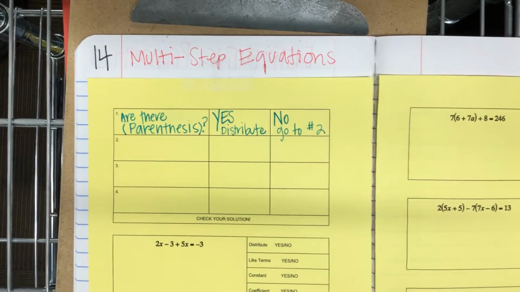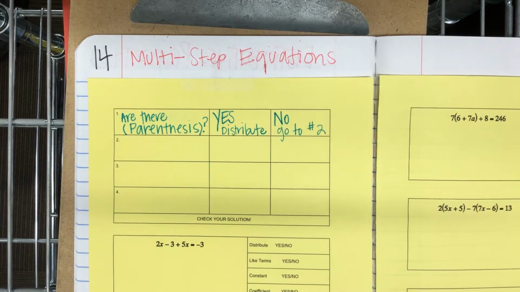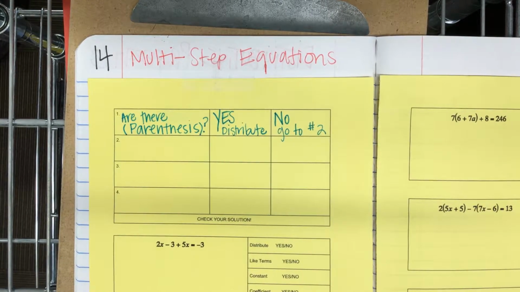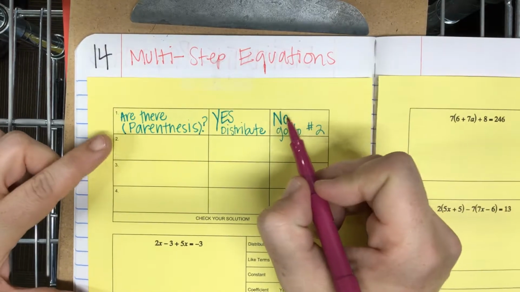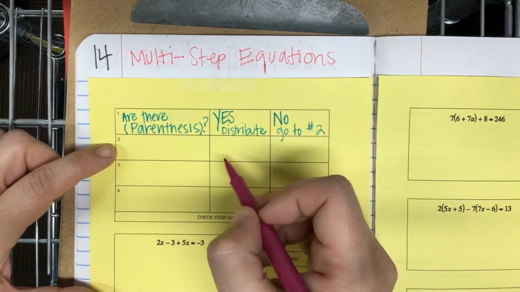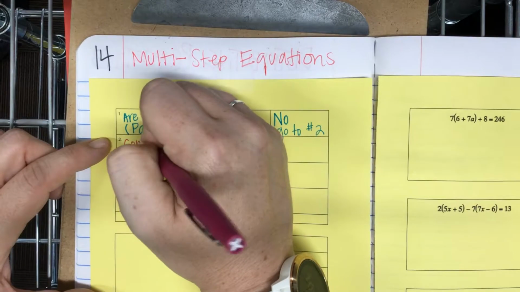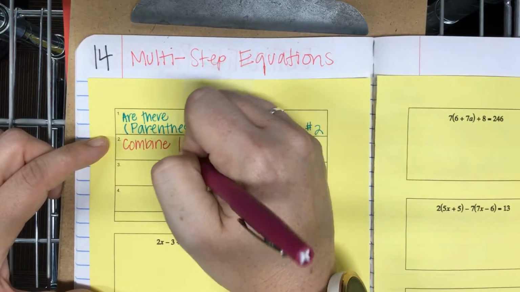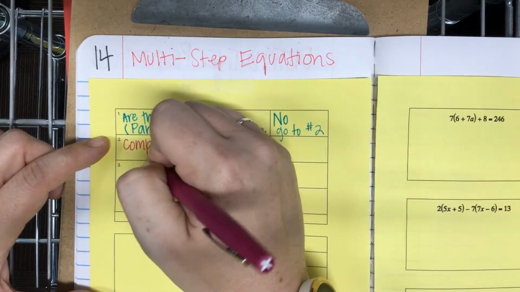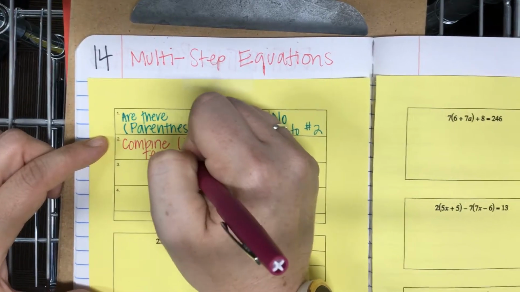We skip it, right? We ask ourselves, are there parentheses? If there are parentheses, yes, we have to distribute. If the answer is no, we skip it and go to number 2. Then number 2, do we need to combine like terms?